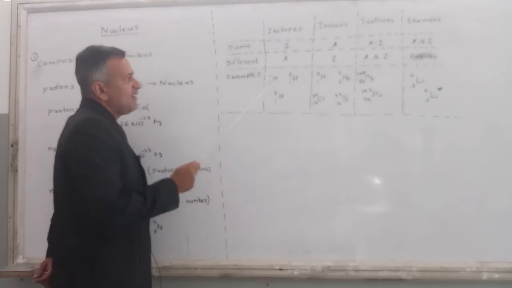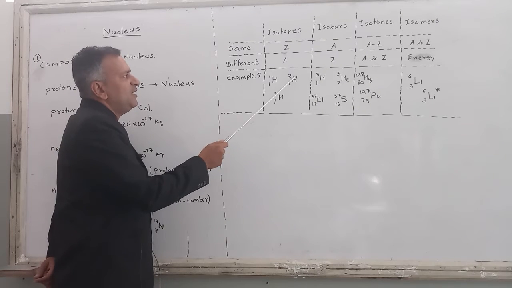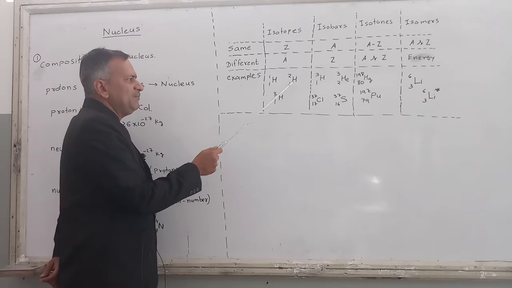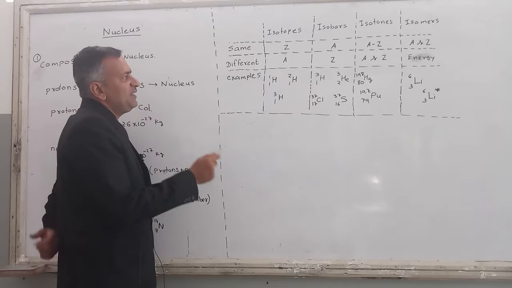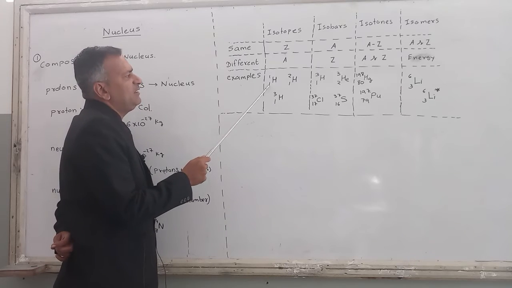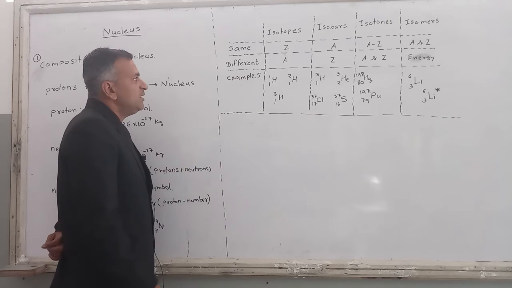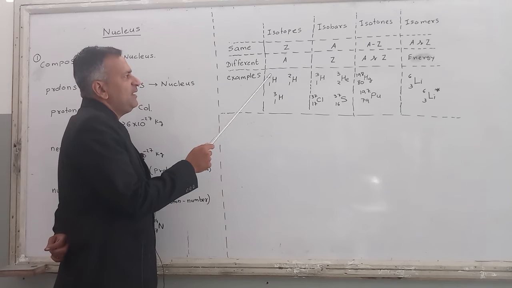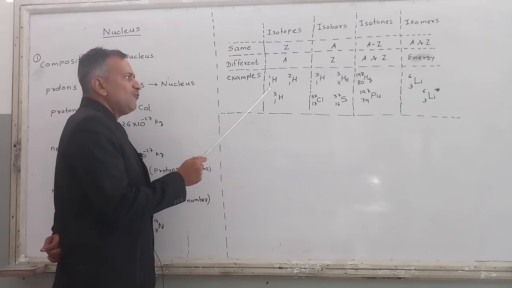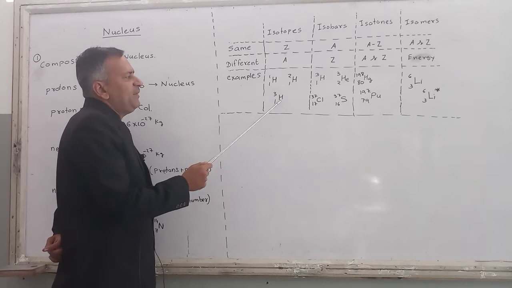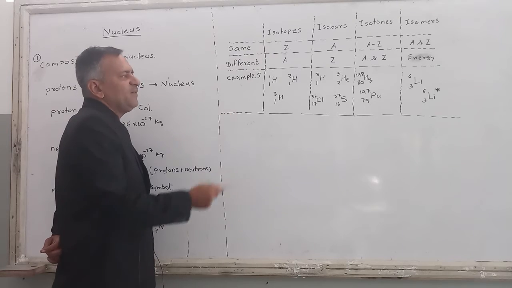The examples: H11, H12, which is also called as deuterium, and H13, also called as tritium. Okay, you can see the atomic number is same in all the 3, 1, 1, 1. But the mass number is different, 1, 2 and 3. So, what are hydrogen, deuterium and tritium? They are isotopes of each other.